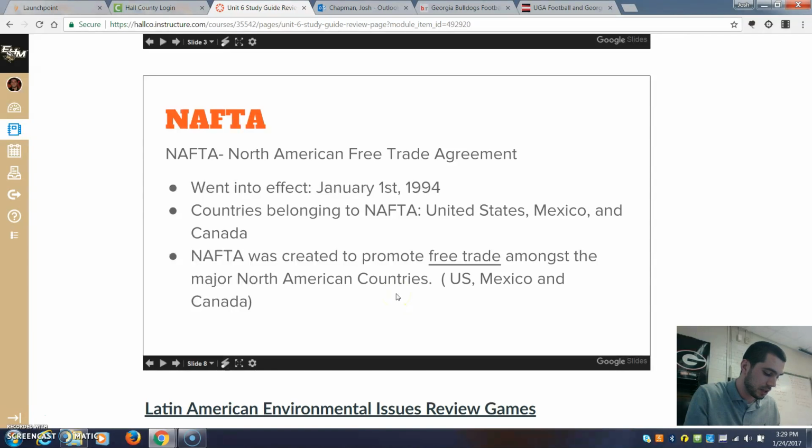Number 20, which three countries are members of NAFTA? Well, they're also right here on this page. U.S., Mexico, and Canada. So here are the three countries that are only in North America that make up NAFTA. All right. And number 21. Okay.